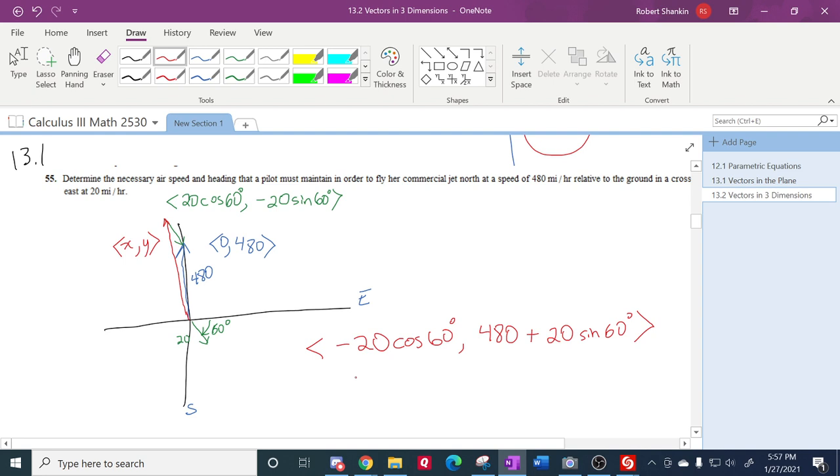That's what Matt and I have. And that doesn't agree with the back of the book? I didn't even bother with the back of the book. It was number 55. The back of the book has something a little different? So they say it's 490.3. For the first coordinate, or for the second coordinate? They don't give it in terms of coordinates. They just say approximately 490.3 miles per hour with a heading of about 1.2 degrees west.